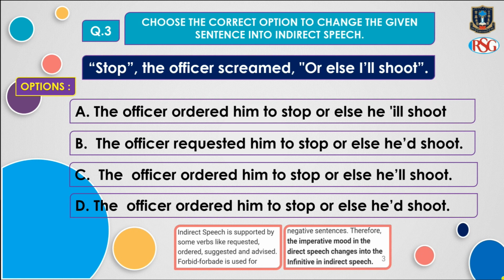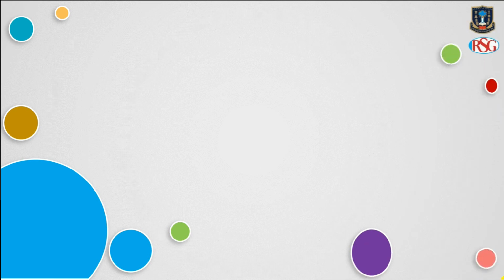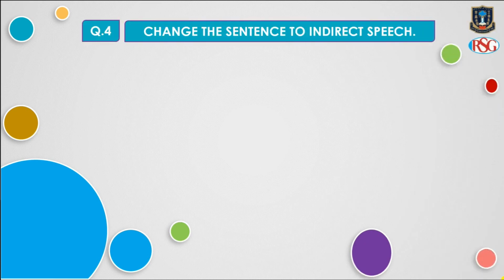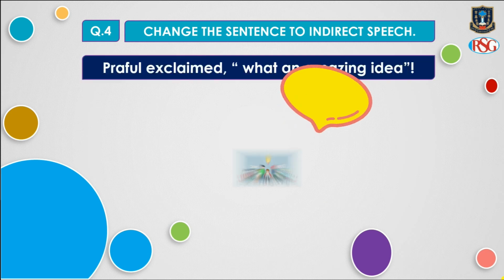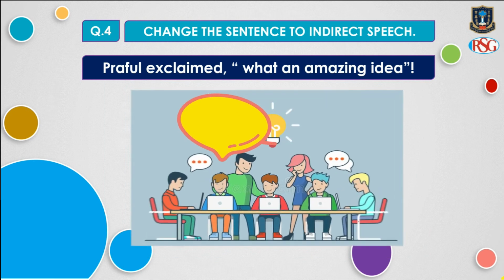To. So here the correct answer would be not 1, not 2, not 3, but option 4 fits in correctly here. The officer ordered him to stop or else he'd shoot. So this is the correct option, that is option number 4. All right. So that's it. Now let's switch on to number 4. Sentence number 4 is, again, you've got to change the sentence into indirect speech. The question is, Praful exclaimed, "What an amazing idea!"